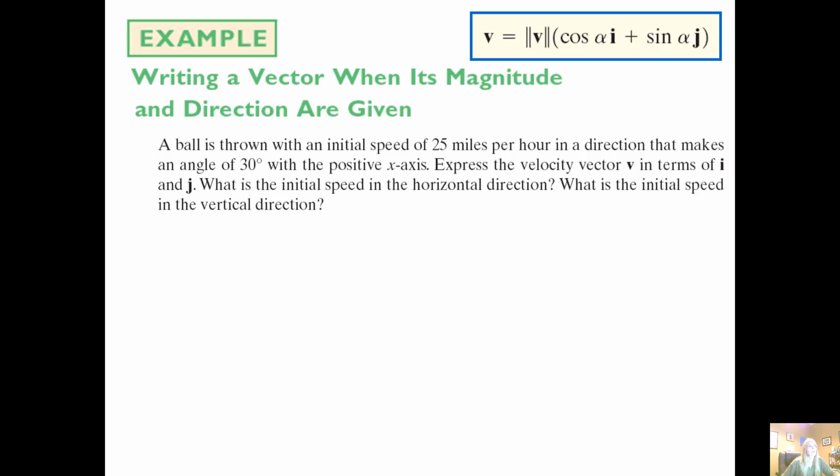All right, so we're going to do it. It says a ball is thrown with an initial speed of 25 miles per hour in a direction that makes an angle of 30 degrees. Express the velocity vector, the formula in the upper right-hand corner, in terms of i and j. So again, my horizontal and my vertical components. What is the initial speed in the horizontal direction, and then the vertical?